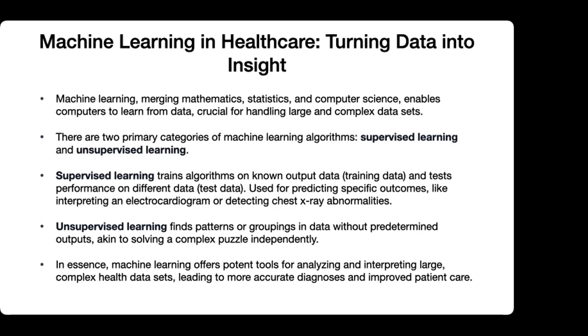So for example, an algorithm can be trained on an electrocardiogram to learn how to interpret its waves and make a diagnosis. Another example could be training an algorithm to detect abnormalities on a chest X-ray. So you already know the outcome, the output. For the unsupervised learning, it aims to find patterns or groupings within the data where the outputs are not predetermined. So it is the machine who will tell you about the output.